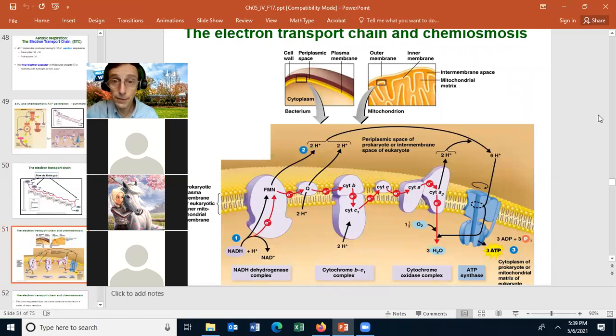Let me reiterate that the electron transport chain happens in the inner membrane of the mitochondria for eukaryotic cells. So this right here is the inner mitochondrial membrane. For prokaryotic cells, this right here is the cell membrane. Let me blow this up just a little.